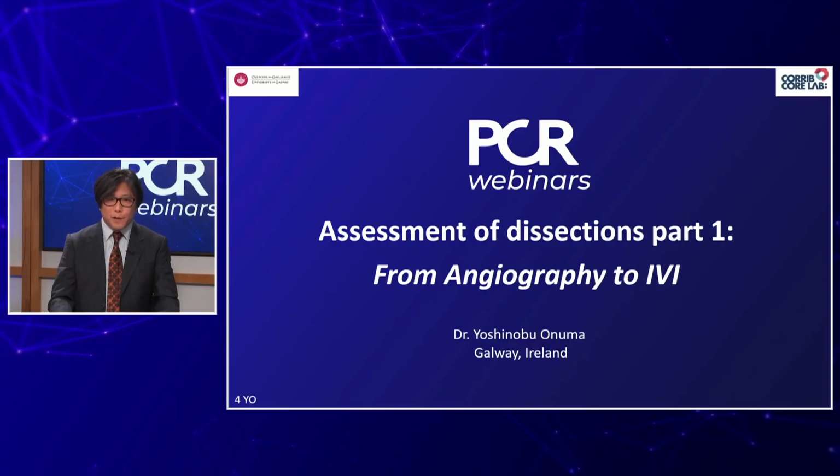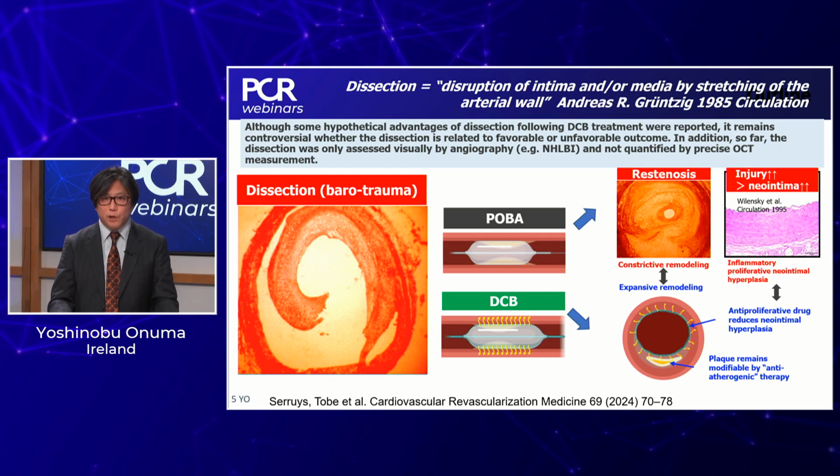So the topic of my talk is the assessment of dissections from angiography to intravascular imaging. Just to start with, the dissection is the disruption of the intima and or media by stretching of the arterial wall as described by Andreas Grüntzig. You can see that on angiography or by means of intravascular imaging. So dissection is a barotrauma. Without drug, for plain old balloon angioplasty, it can cause constrictive remodeling or proliferative neointimal hyperplasia. So that could cause a restenosis without the presence of the drug.